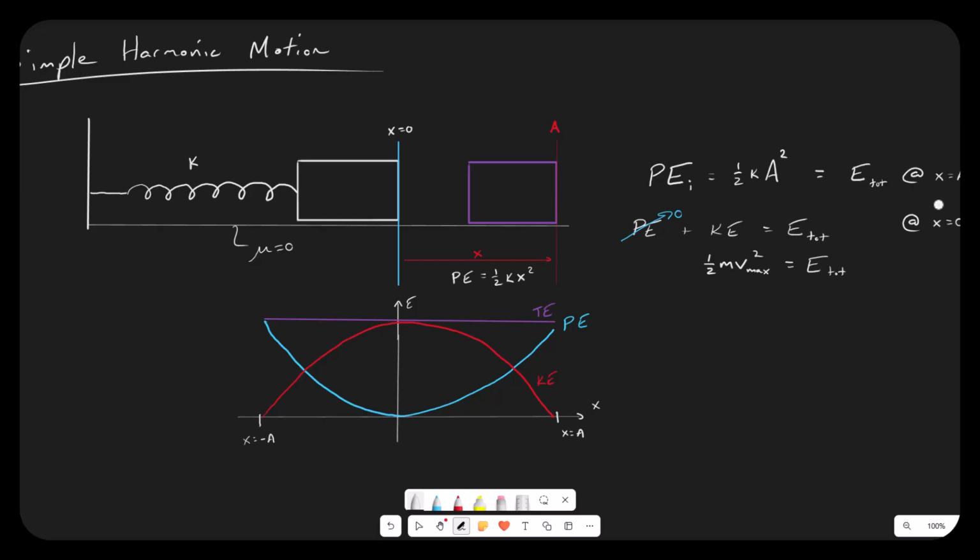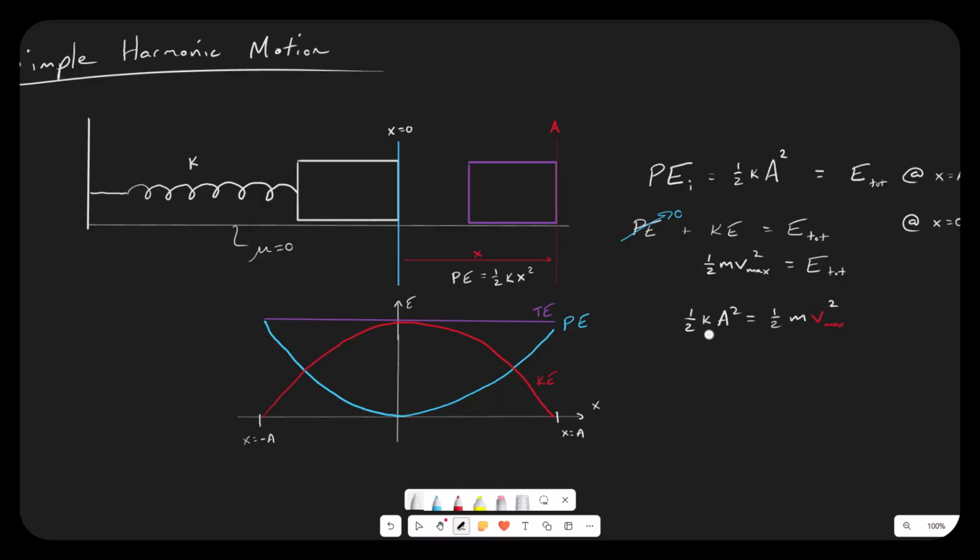So at x equals 0, I'm going to get all speed. These are both equal to my total energy, so they must be equal to each other. So I'm going to have a half k A squared equals a half m Vmax squared. I'm writing Vmax in red because that's the quantity that I'm solving for.